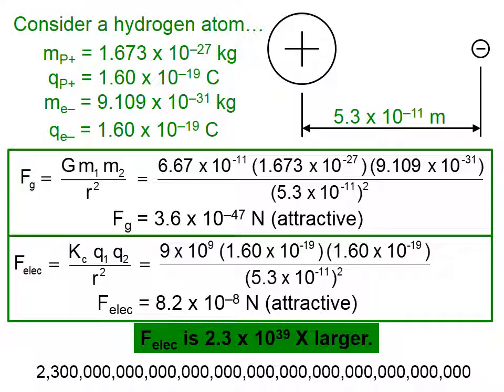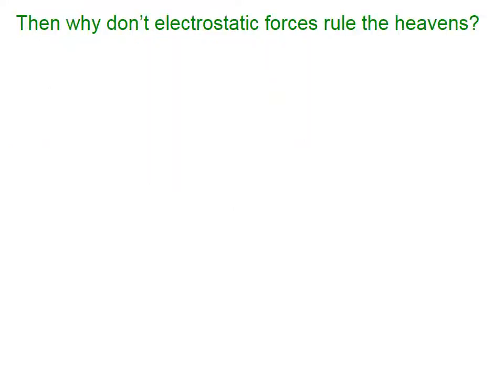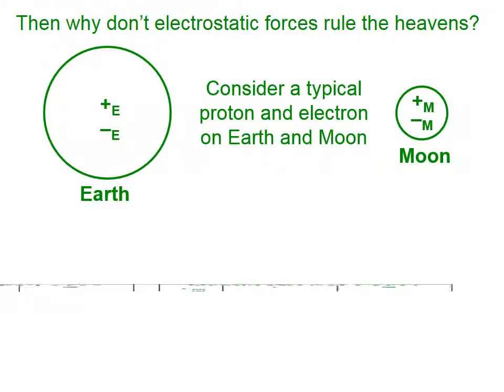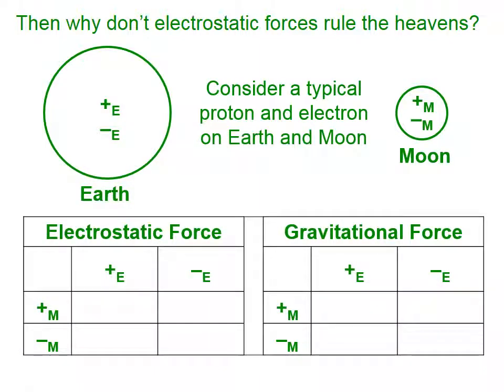Well, if this is true, that electrostatic forces are way stronger than gravitational forces, why don't electrostatic forces rule the heavens? We've mentioned that they rule in the realm of the atom. Why don't they rule the heavens as well? Let's consider a typical proton and electron on the Earth and the Moon.